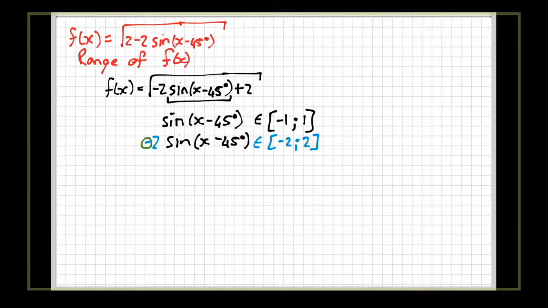If I now go and add 2 to this, so now I'm going to go negative 2 sine of (x minus 45 degrees) plus 2. Look how I'm building towards f(x). I'm starting with what I know, which is sine. Then I introduce an amplitude. Then I introduce the plus 2. So I'm building up towards f(x).